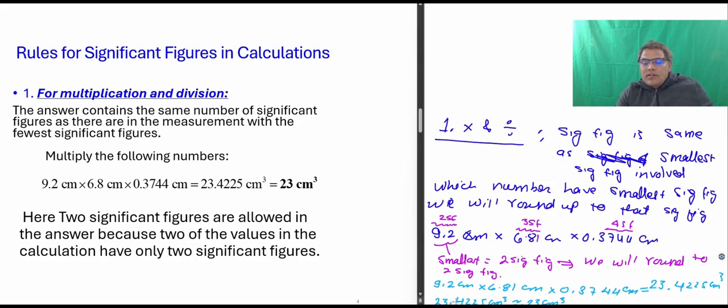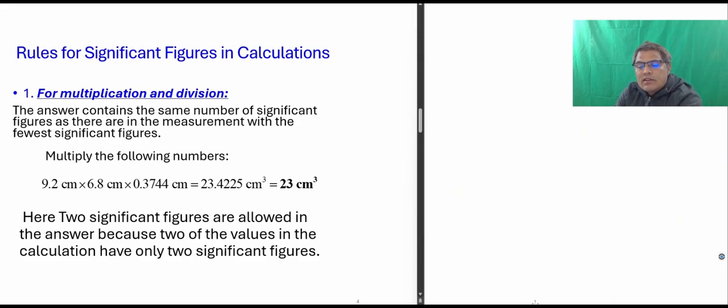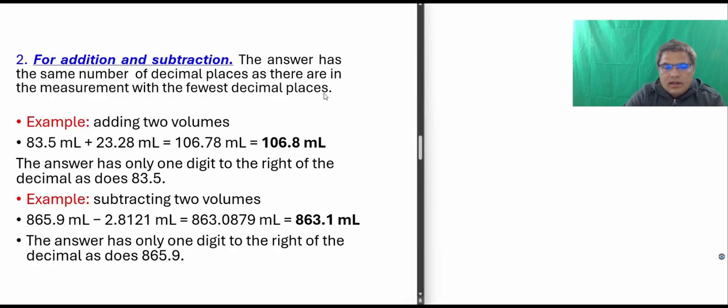For example, if you get 23.5, then you will write 24, because you have 2 sig figs. Okay, that's the rule for multiplication and division. Now what is the rule for addition and subtraction? Rule number 2, addition and subtraction.